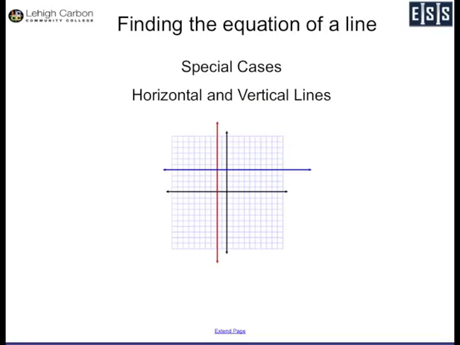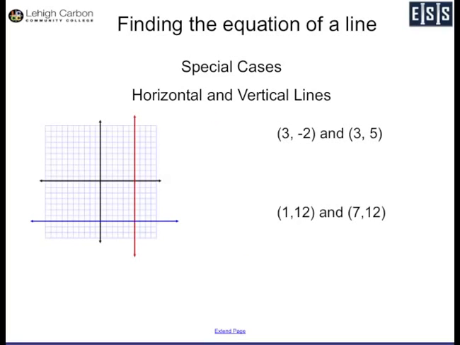Not all lines fall into those cases. Sometimes we have special cases with horizontal and vertical lines. The horizontal line on this graph would be the blue line, and the vertical line would be the red line. So we need to find the equations of these special cases. Now again, the horizontal one on this graph is the blue line.